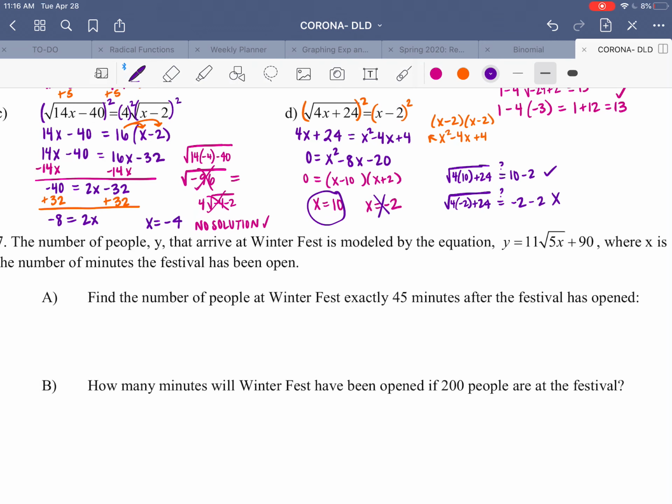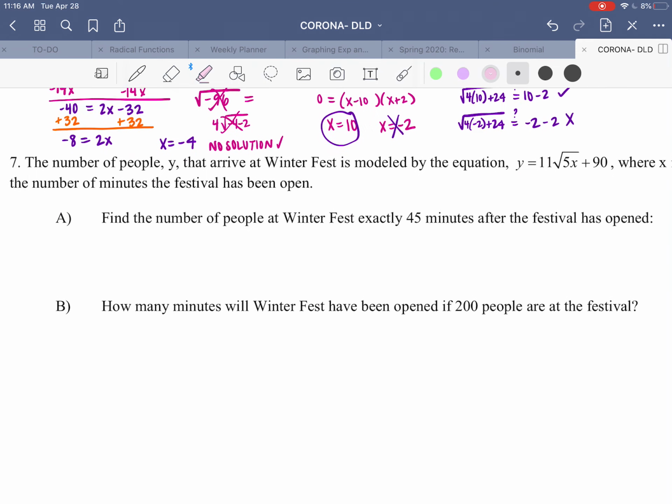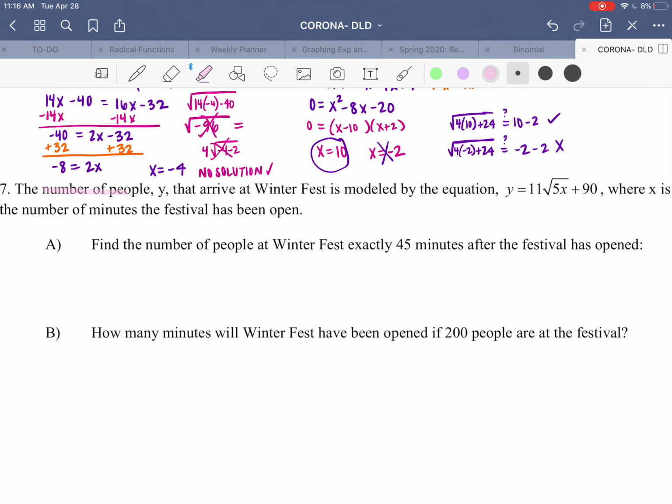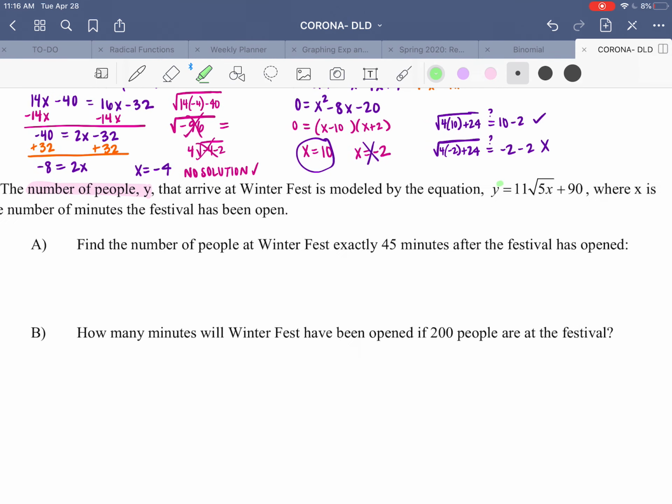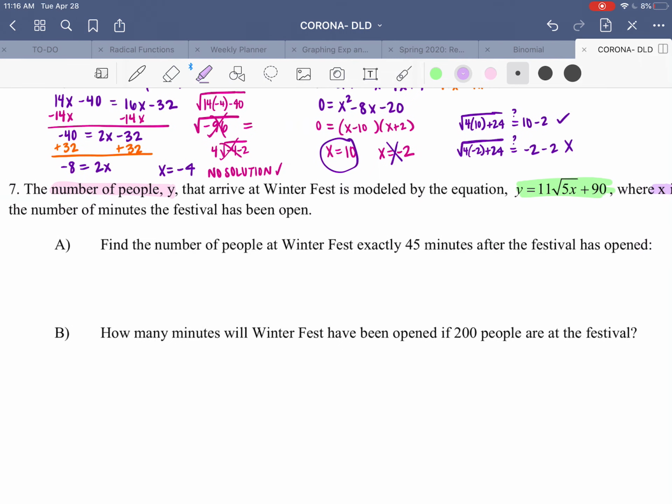All right, now everyone's favorite, word problems. So the number of people, y. So y is the number of people. Okay, that's important. Arrive at Winterfest, and we have this equation right here. And we are also told that x is the number of minutes. Okay, so the first question is finding the number of people after exactly 45 minutes. Okay, so we're going to need to use our equation.